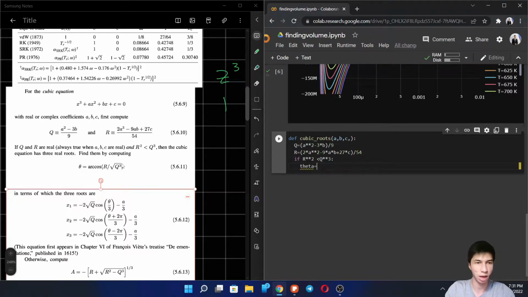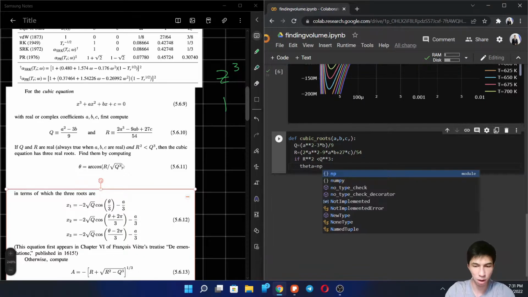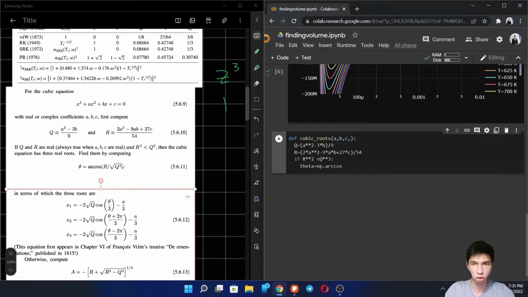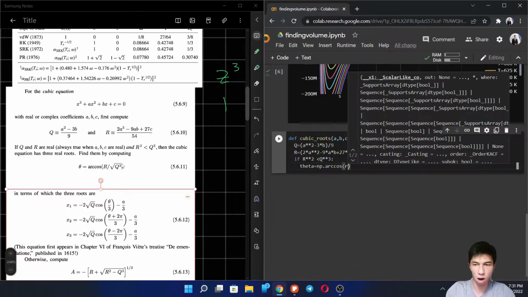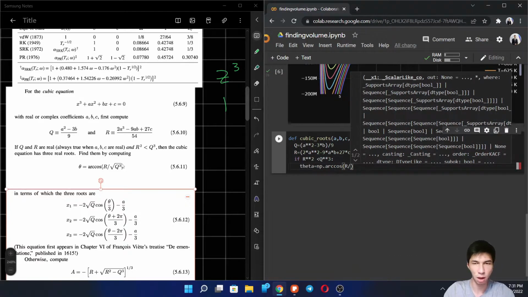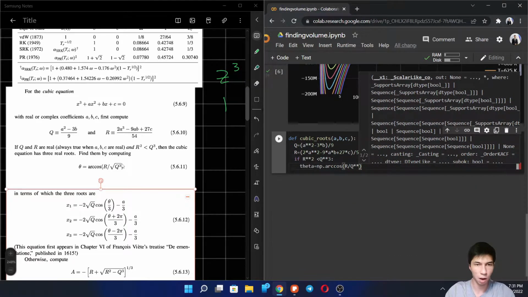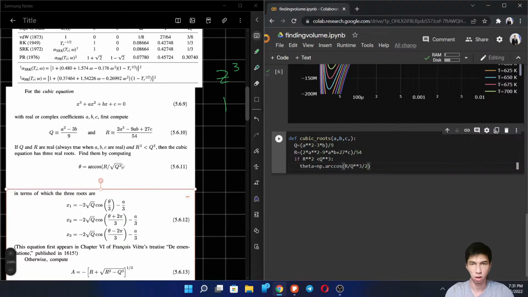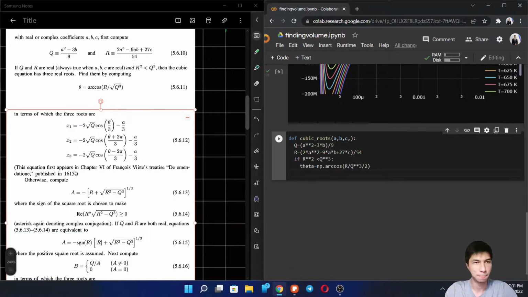So we have to calculate theta now, which is going to be numpy arccos of r divided by q raised to the power 3 over 2, right? And for our roots, we're going to have three roots. So here we can say that all of them are going to have the cosine, but they're going to have different things inside of the cosine. So let's write it as an array.